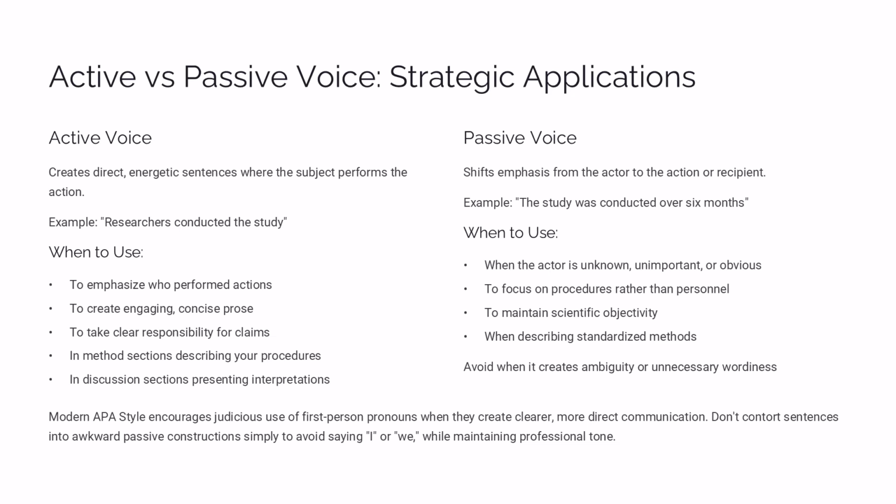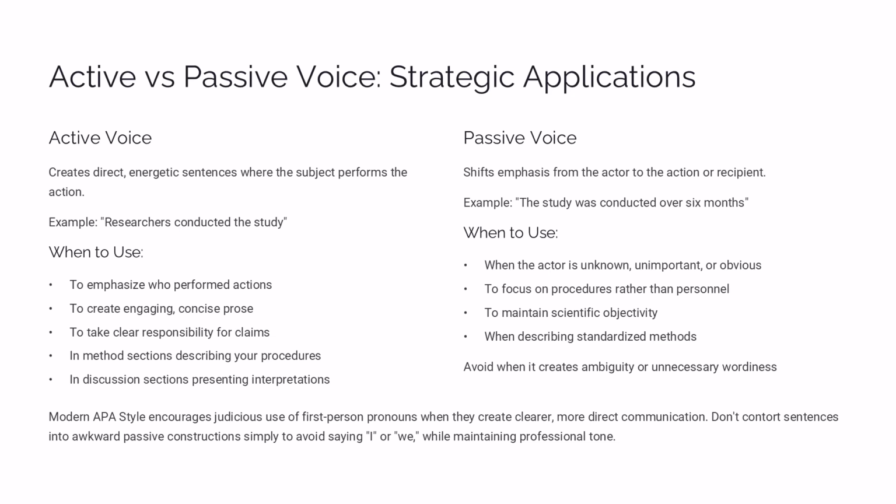Passive voice also helps maintain objectivity in scientific writing by reducing emphasis on individual researchers and increasing emphasis on methods and findings. This objectivity can enhance credibility in research reporting, particularly when describing standardized procedures or widely accepted methods.